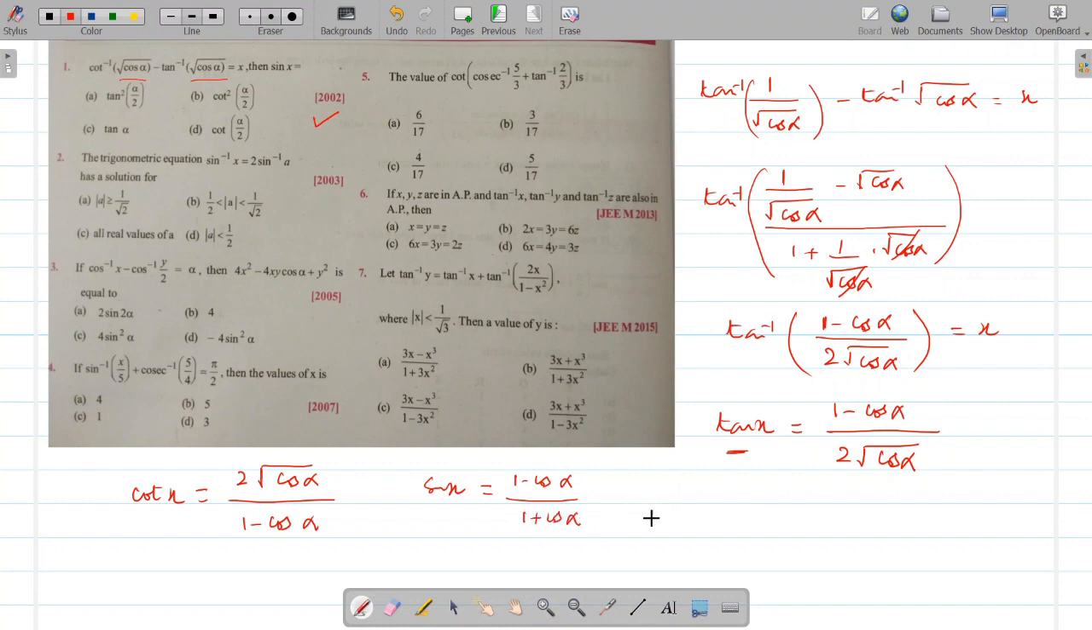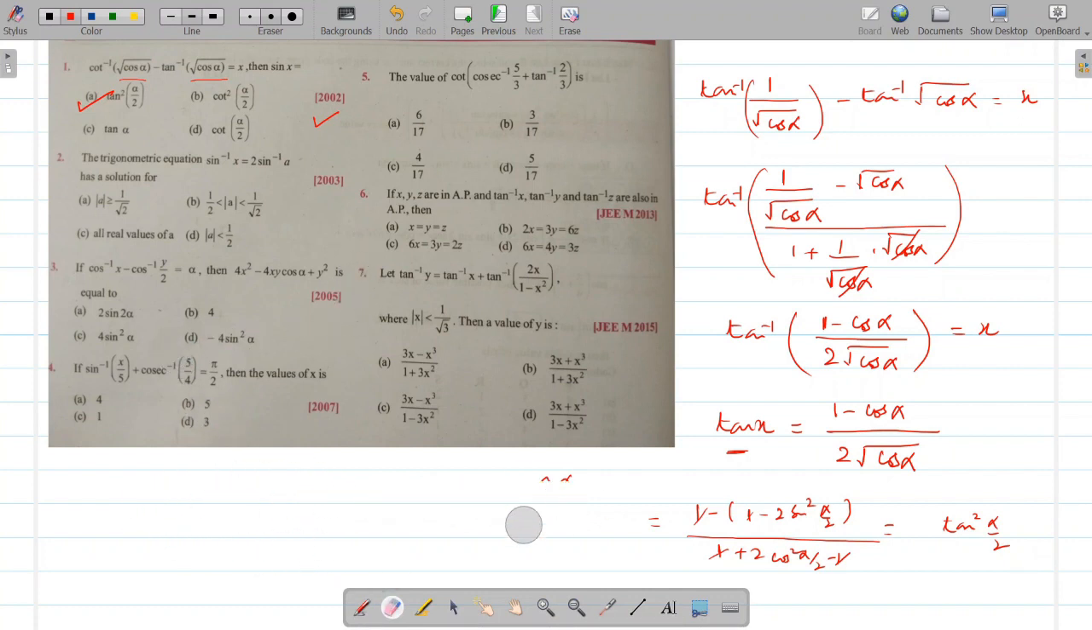From there, if I simplify, it is 1 minus 2 sin square alpha by 2 divided by 1 plus 2 cos square alpha by 2 minus 1. So the 1 and 1 cancel, and that will become tan square alpha by 2. So you can see option A is correct there. Now we come to the second question.